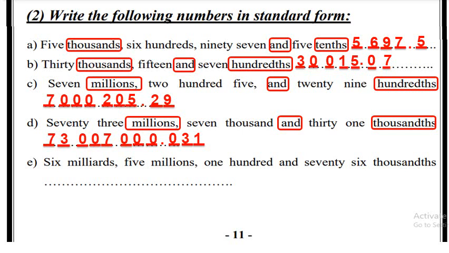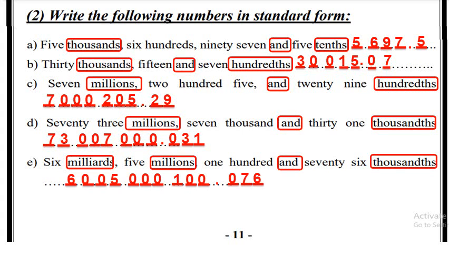And now in letter E, 6 milliards 5,176 thousandths. So let's circle. I have here milliards, the greatest family, then millions. I have and means decimal point, here thousandths. So the greatest family here is milliards. Now we will put the decimal point and now put the dashes: ones, tens, 100, 1,000, 10,000, 100,000, million, 10 million, 100 million, and milliard here. Then put the decimal point, and the 3 dashes for the decimal part.